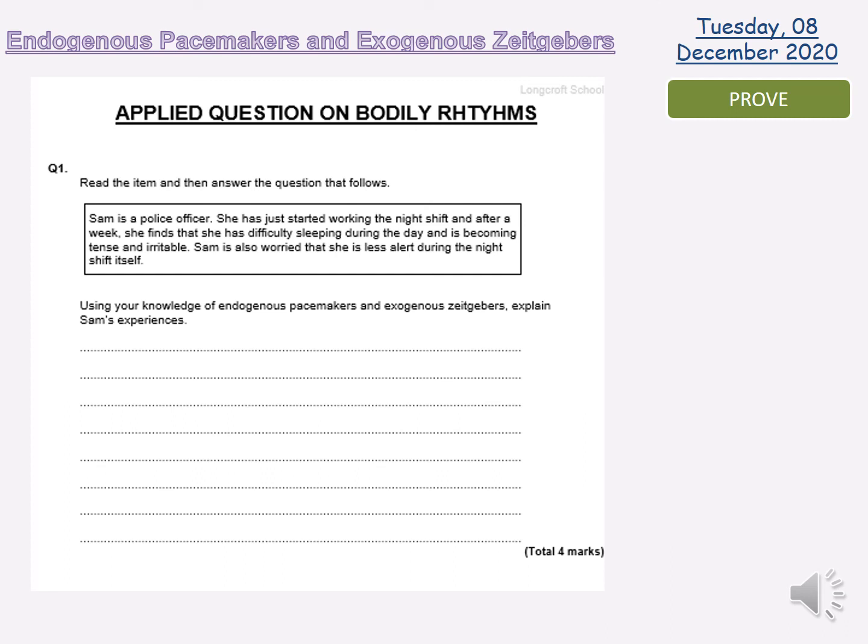What I would like you to do to prove that you have understood is to read the item that is on there. So read the stem, make sure you refer to the stem in your answer, and answer the question related to sleep. Please pause the video and attempt the question.